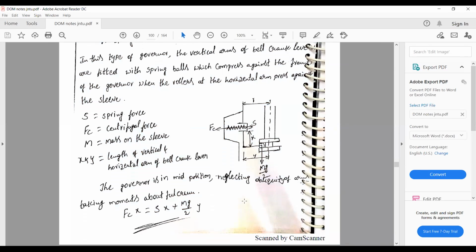Now we write only one equation, the moment equation. When the governor is in the mid position, neglecting the obliquity of the arms, we neglect the arms of the weight. Then we take moments about the fulcrum, which is this place.